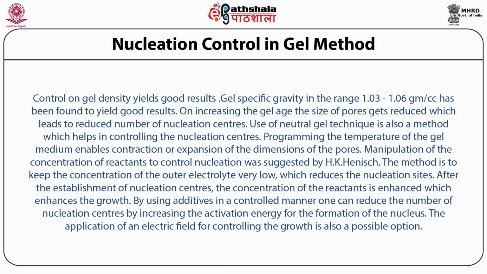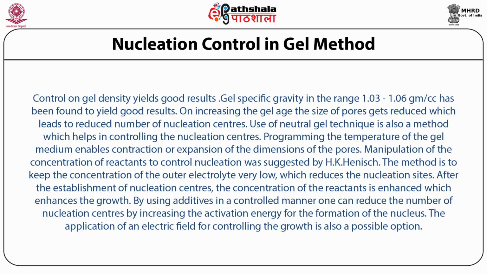Control of gel density yields good results. Gel specific gravity in the range 1.03 to 1.06 grams per cc has been found to yield good results. On increasing the gel age, the size of pores gets reduced, which leads to a reduced number of nucleation centers. Use of the neutral gel technique is also a method which helps in controlling the nucleation centers. Programming the temperature of the gel medium enables contraction or expansion of the dimensions of the pores.